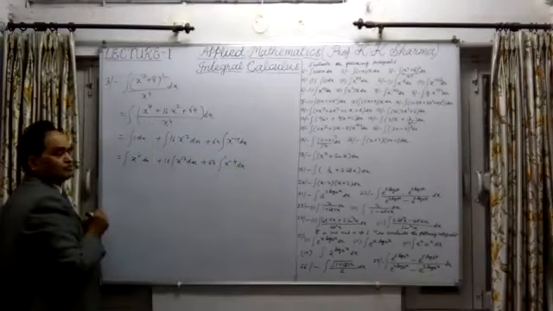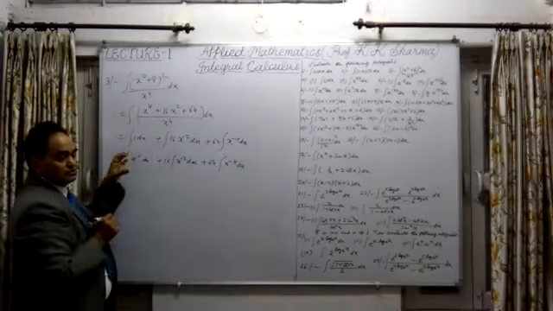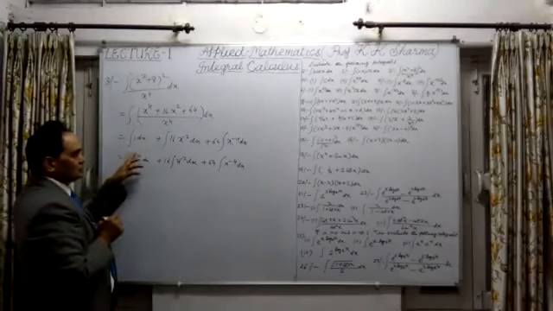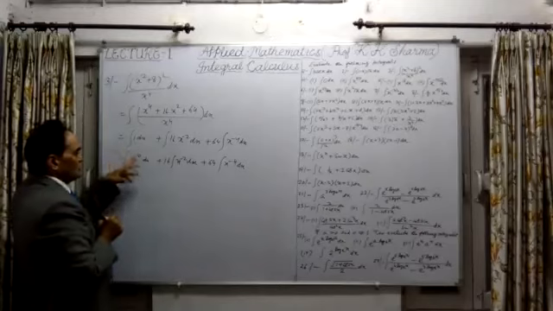Now let me follow the process. 1 is x raised to the power 0. Any number raised to the power 0 is 1. x raised to the power 0 is 1. 2 raised to the power 0 is 1. So this is written like this.